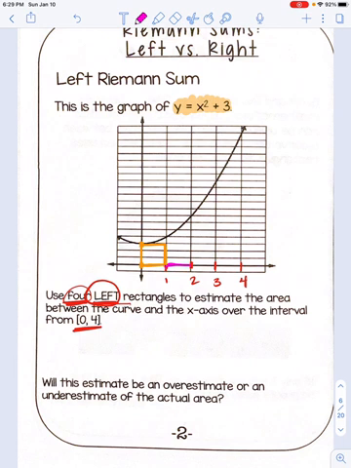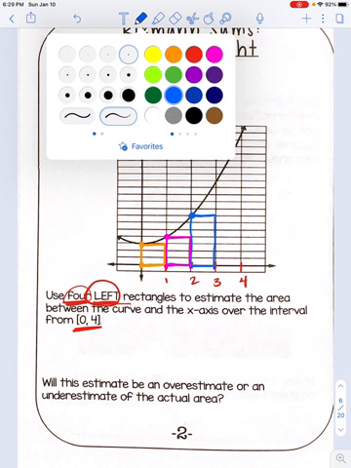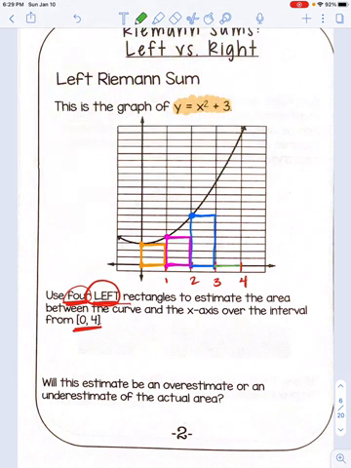All right, then between 1 and 2, left hand, so I'm at 1, I'm going to go up, hit the graph, and come straight over, and then drop it down. Okay, 2 to 3, left-handed, so I'm at 2. I'm going to go up, hit the graph, come straight over, and drop it down. And then for the last one, between 3 and 4, left-handed, so I'm at 3. Hit the function, straight over, and come down.